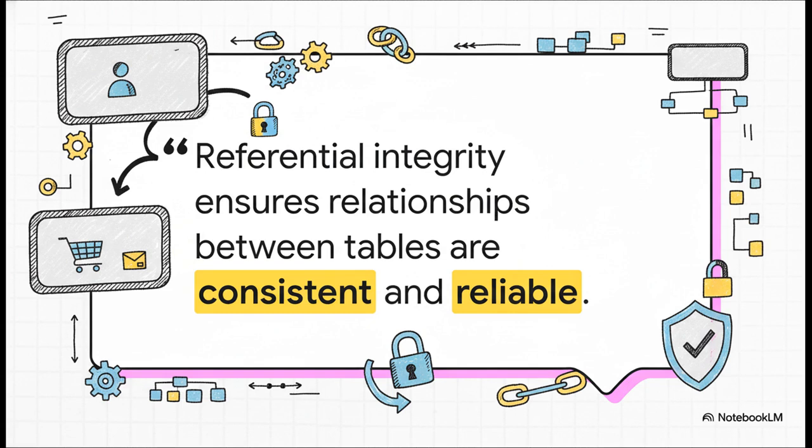The easiest way to think about it is this. It's a hard rule that stops you from, say, creating an order for a user ID that doesn't exist. The database makes a promise that every child record, like an order, absolutely must have a valid parent record, like a user.